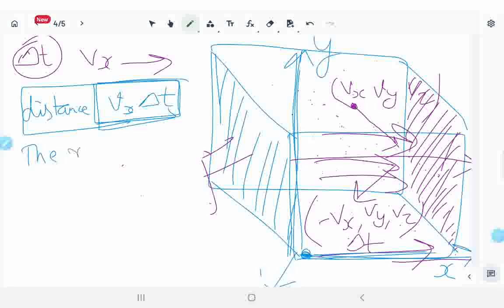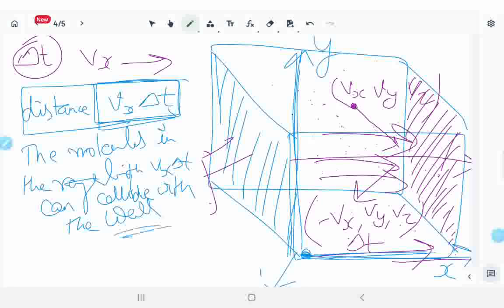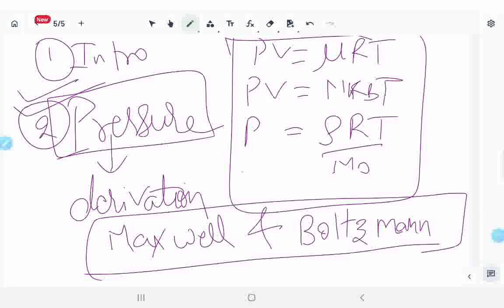The molecules in the range length vx del t can collide with the wall. प्रेशर कैसे आएगा? जब वो दीवार को हिट करेंगे, वॉल को कोलाइड करेंगे. अच्छा, अगर हम लोग डिस्टेंस के साथ साथ पूरे वॉल्यूम की बात करें, अगर इसका एरिया ऑफ क्रॉस सेक्शन A है, इस पूरी साइड का, प्लेन का, तो वॉल्यूम कितना हो जाएगा? A vx del t. या ये कह सकते हैं कि the molecules in the volume A vx del t will collide with the wall. Okay, now let us move ahead.